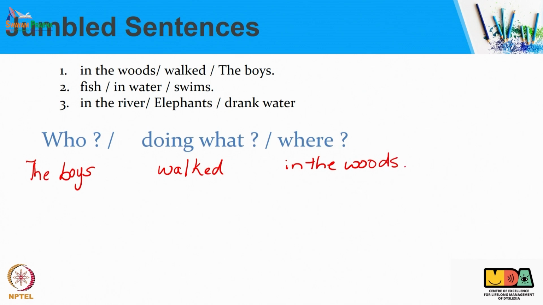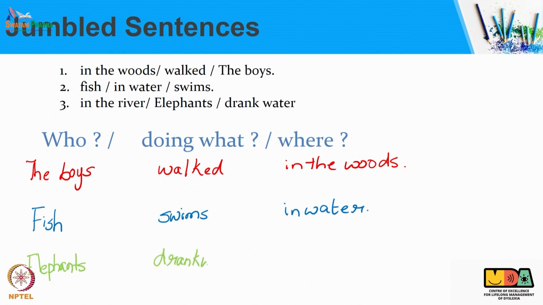Let us look at the second sentence. Fish in water swims. Now, let us ask the question, who swims? Fish. What does the fish do? Swims. Where does the fish swim? In water. Now, the third example, in the river, elephants drank water. Who drank water? Elephants. What did the elephants do? Drank water. And when?